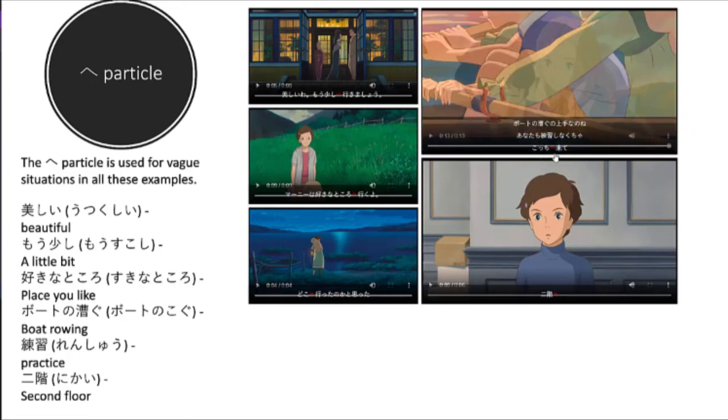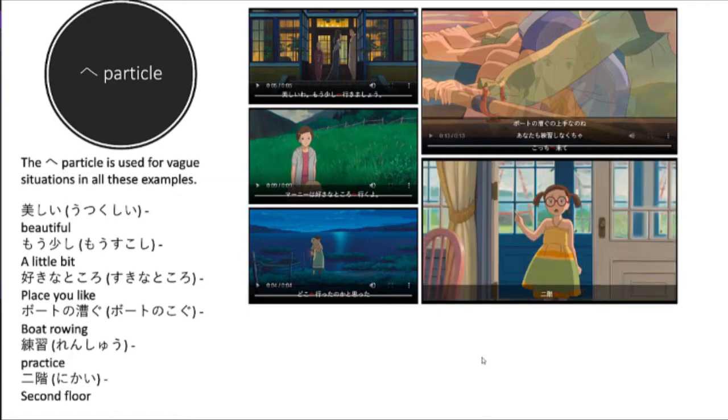So こっちへ来て. It's instead of こっちに来て. It seems a bit more gentle. So just come to this side, こっちへ来て. 来て is coming from the verb 来る, which means to come. So こっちへ来て, come to this side. And again here, 2階へ.